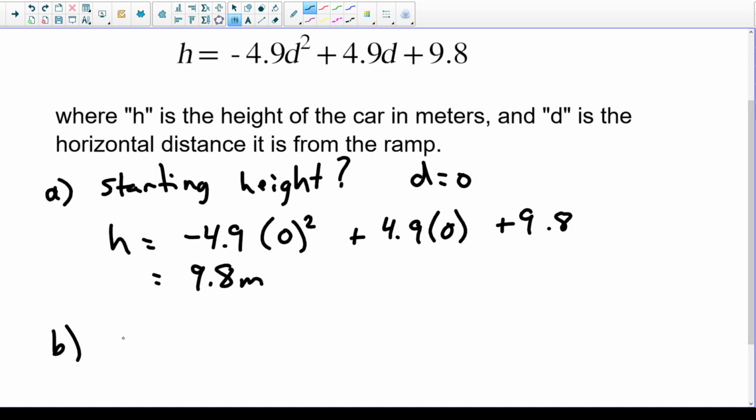For question B, we can ask, when does the car hit the ground? Or at what distance, sorry. It's not when in this case because we don't have a time value. So at what distance does the car hit the ground?